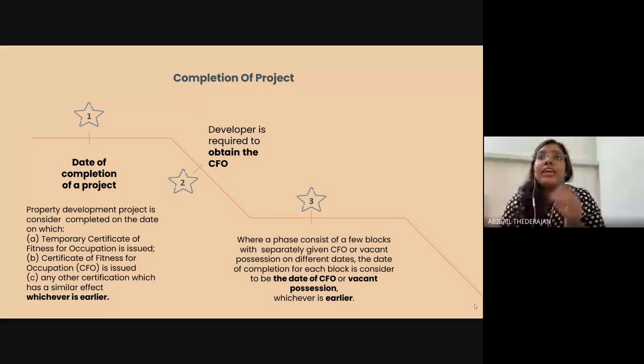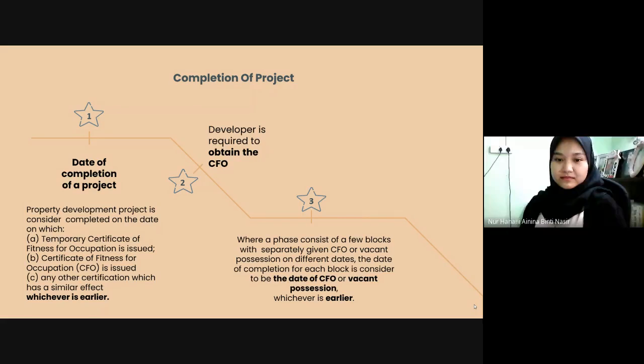Okay, the next: there can be other certificates which have a similar effect. That means if I didn't get my TCFO or my CFO, I can maybe have another certificate which has the same effect, like our OSH certificate or other certificates telling that the building is safe enough to be in. Next, when is the developer required to obtain this CFO?